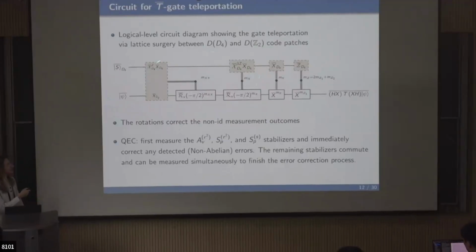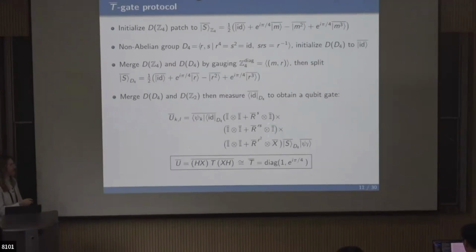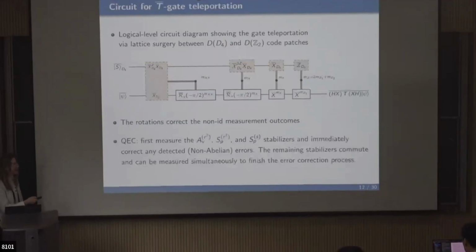We can also write the circuit for it. And in this case, the circuit also takes into account the possibility that when we basically measure these operators, we may not get the identity. And in that case, we can correct it by applying these rotations.